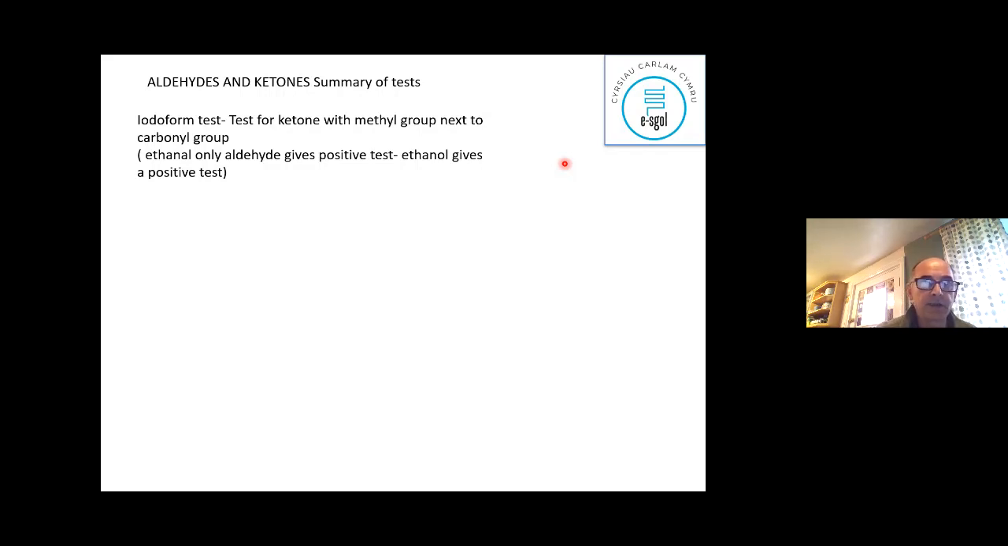A further test: the iodoform test. It is a test for a ketone with a methyl group next to the carbonyl group. Ethanal is the only aldehyde which would give a positive test, and ethanol also will give a positive test. So a methyl ketone, where the carbonyl carbon has a CH3 group neighboring it.